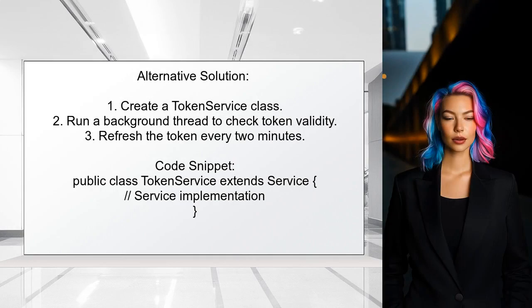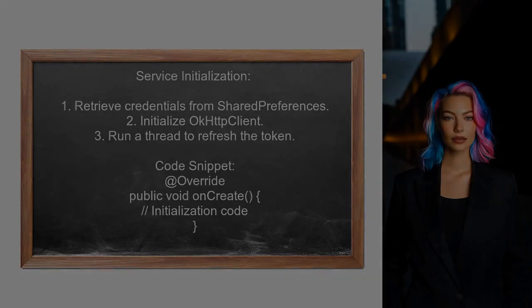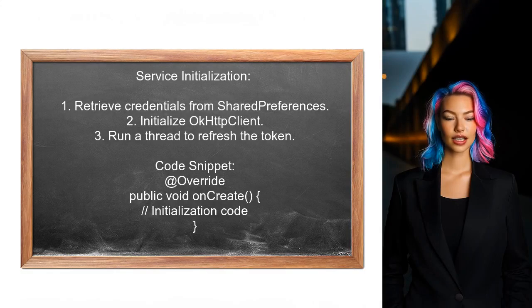An alternative solution proposed by a user involves creating a dedicated service for handling token refreshes. This service runs in the background, periodically checking for token validity and refreshing it as needed, thus preventing concurrent requests from failing due to token issues. The user initializes the service by retrieving user credentials from shared preferences and sets up an OkHttp client for making requests. The service continuously runs, executing a task to refresh the token at regular intervals.